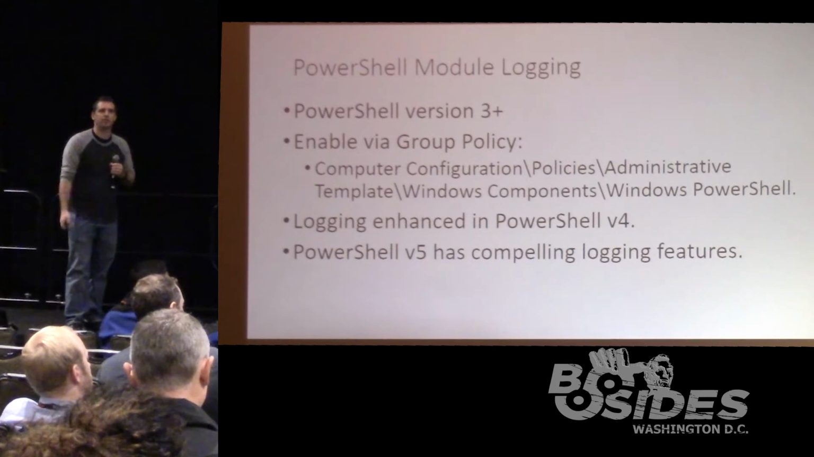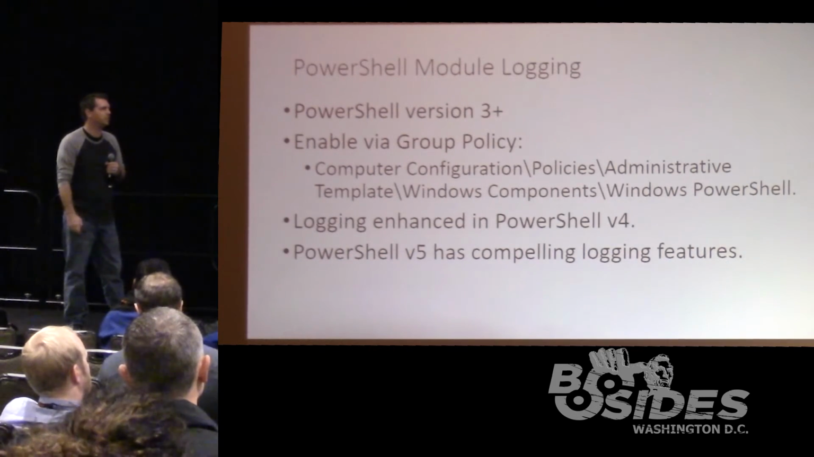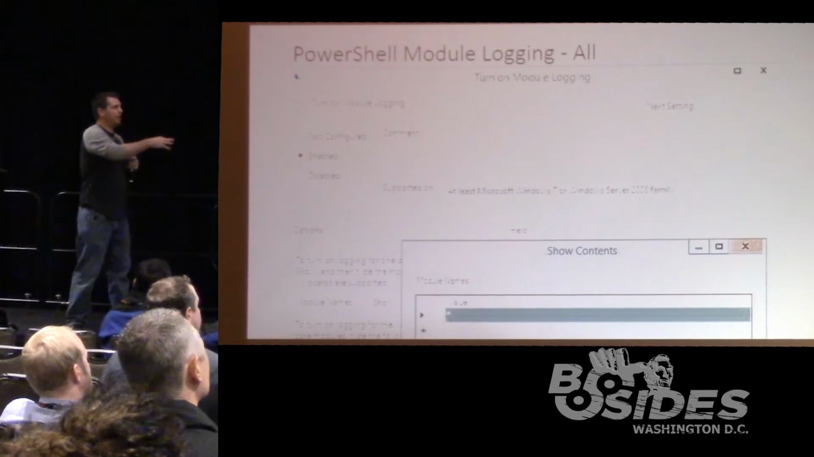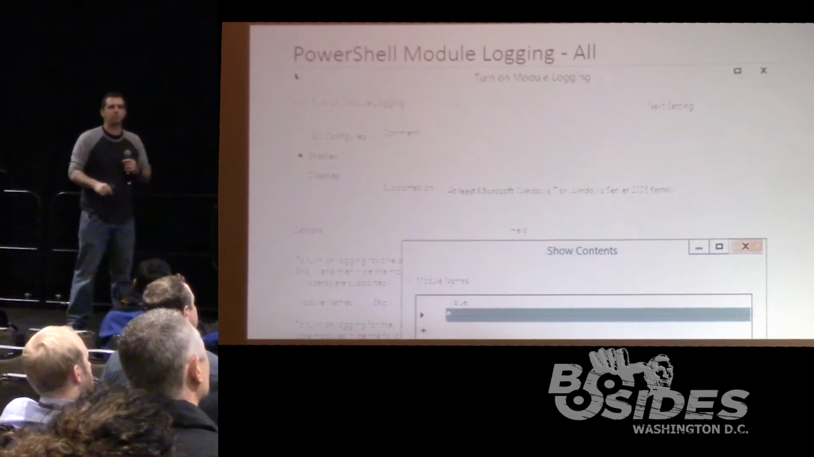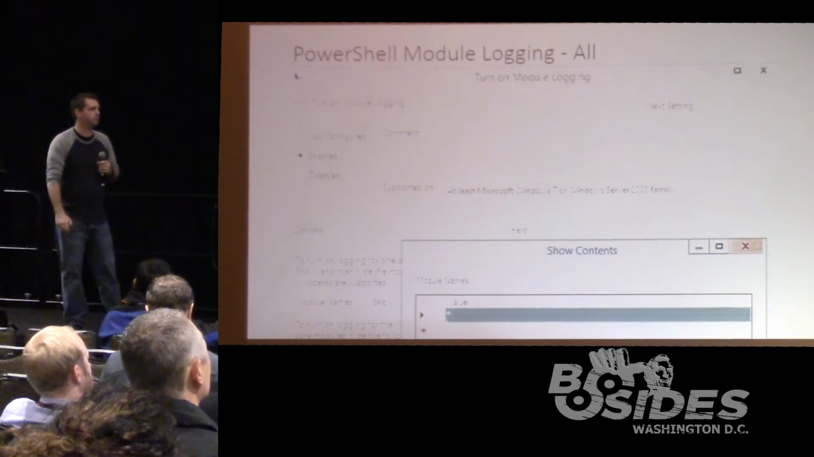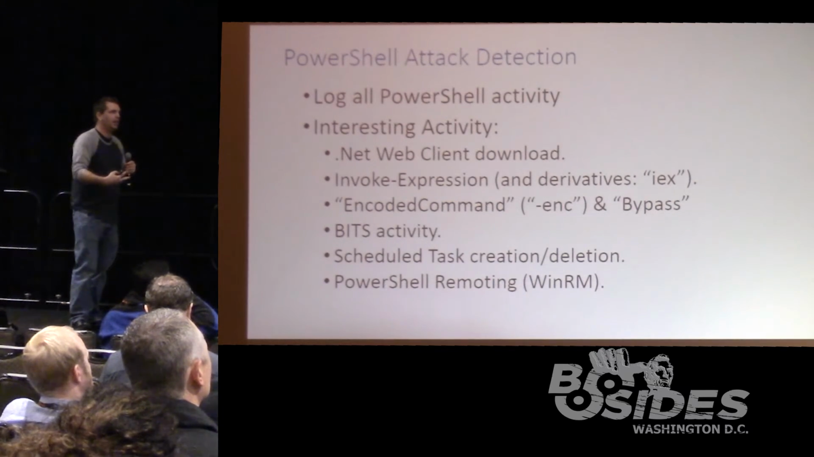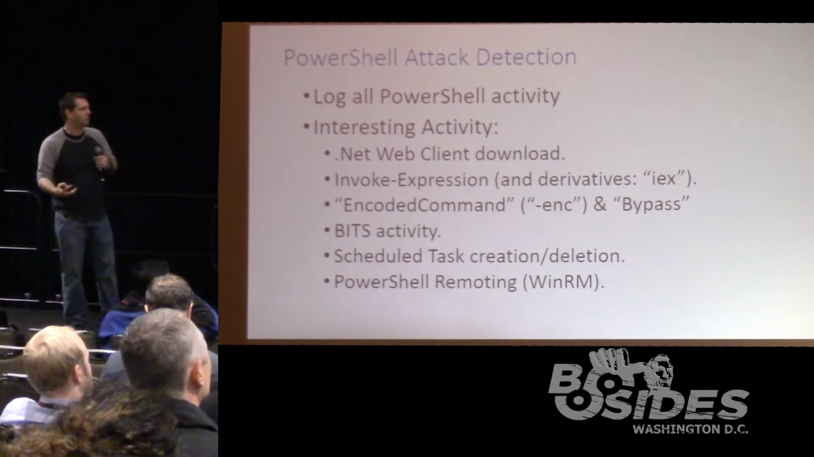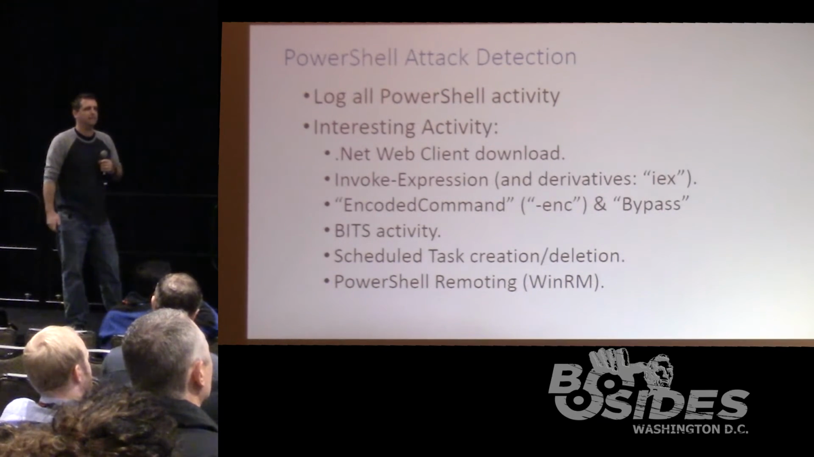And of course, there's enhanced logging in version 4. Version 5 has some more compelling features. And we can go in and set this and basically say, we want to enable PowerShell module logging, and we want all modules, so log all of them for us, please. So we log all our PowerShell activity. And then we look for interesting things like .NET WebClient download, Invoke-Expression, encoded command, BITS activity, etc.